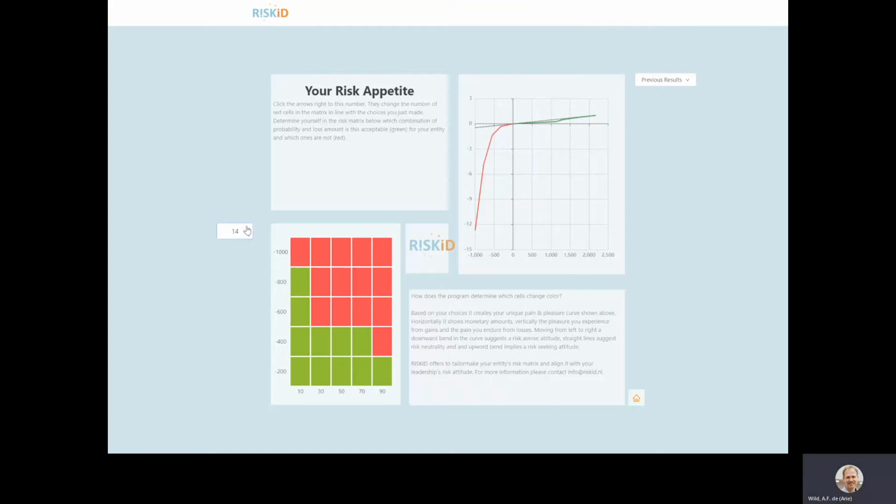The up and down button on the left changes the number of red cells in the risk matrix. The change of color in the cells is determined by your choices in Risk Appetizer. It is determined by your risk attitude. You still need to decide yourself how many cells are colored red. For example, when you figure out for yourself that at a probability of 10%, a loss of 800 is still acceptable, but a loss of 1,000 is not, this can be a helpful reference point to decide where to put the boundary between red and green cells.